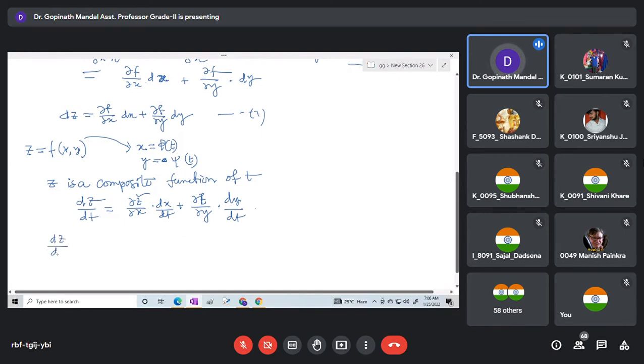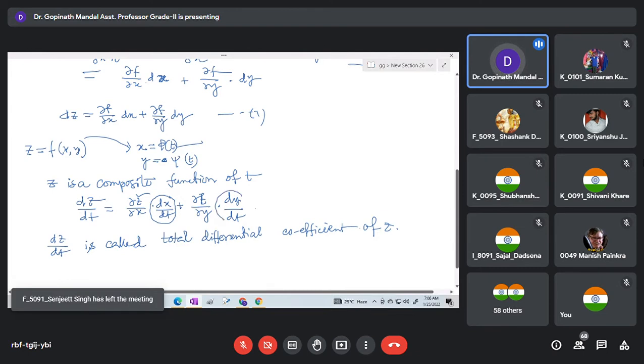Here dz by dt is called the differential coefficient, the total differential coefficient of z. Here dx by dt, because x is a function of only one variable t, and here also dy by dt since y is a function of only one variable t.